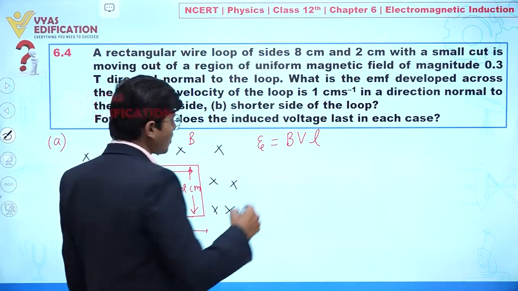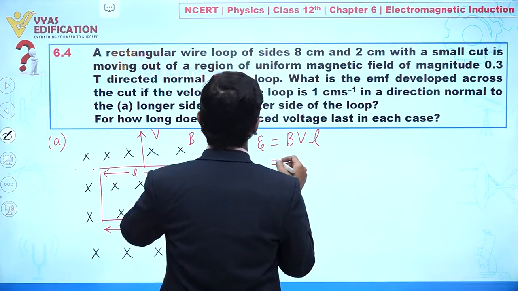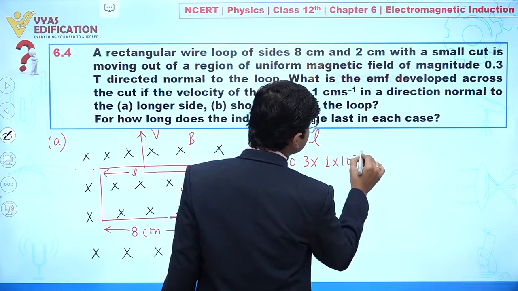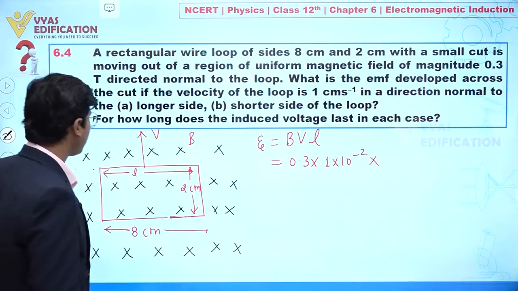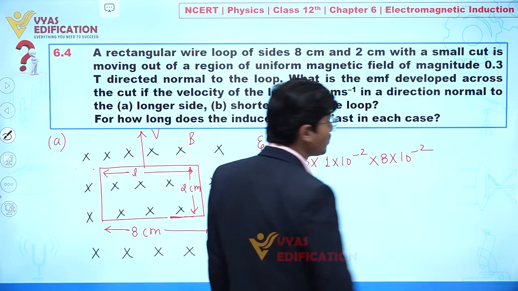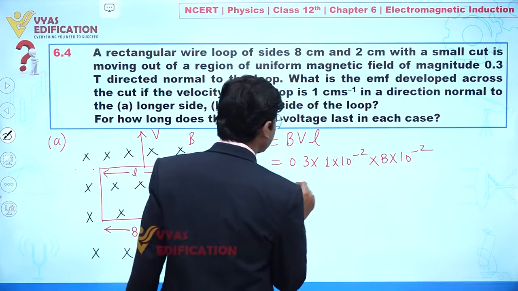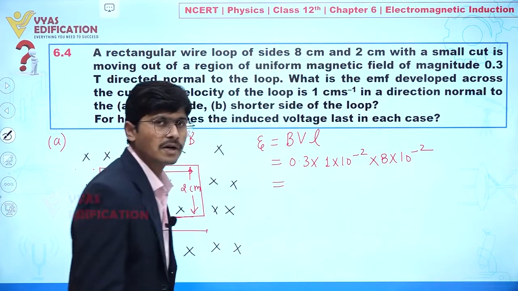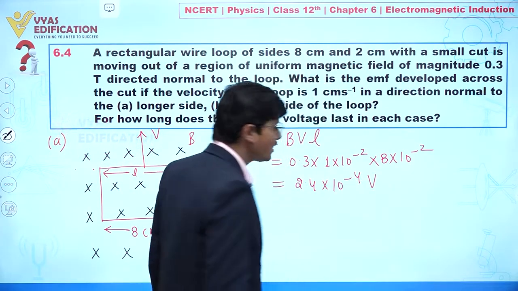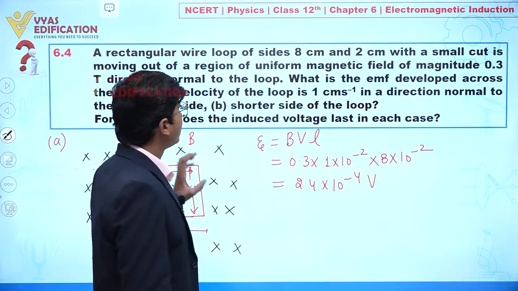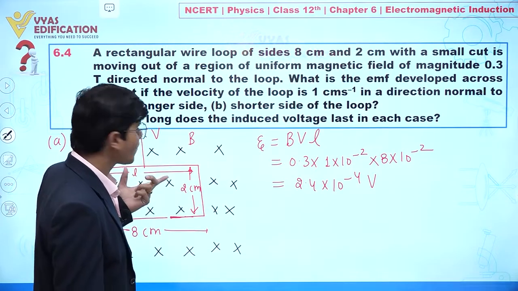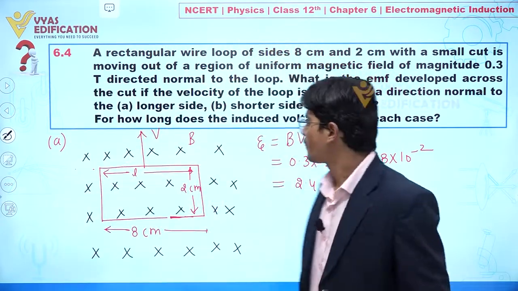The value of B is 0.3. Velocity is given as 1 centimeter per second, which is 10 to the power minus 2 meter per second. Length is given as 8 centimeter, so 8 into 10 to the power minus 2. So this is 8 multiplied by 0.3, which is 2.4 into 10 to the power minus 4 volt. This is the induced EMF when the velocity is acting perpendicular to the longer side. So this is case number 1.